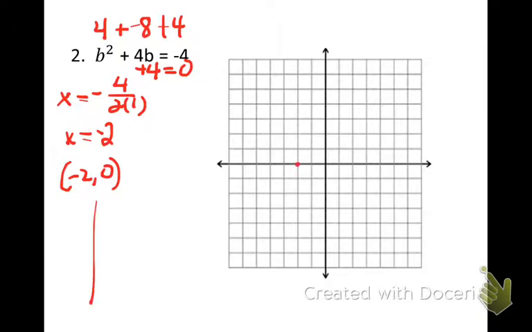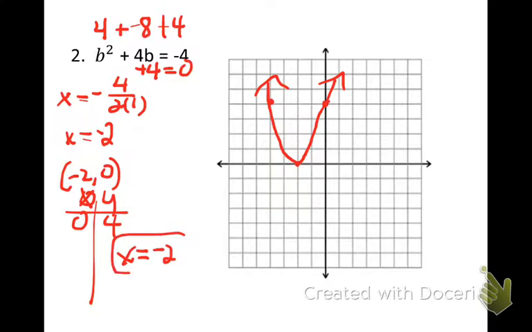If I put a 0 in, I'm going to get 4. So 0, 1, 2, 3, 4. And again, I know I'm going to have another point, 2 over here and right up here. And since that is the minimum point, I know my solution is x equals negative 2, and it has one solution.